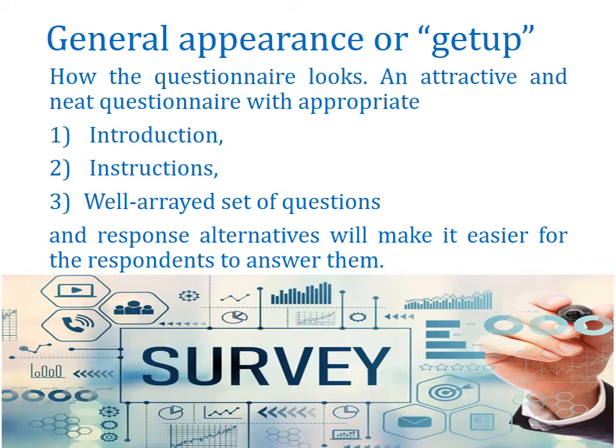But the general appearance and getup have some important points which a researcher should keep in mind during the development of the questionnaire. For example, introductions and instructions should also be given in the questionnaire. A well arranged set of questions, given in sequence, along with response alternatives, will make it easier for the respondent to answer them. A good general appearance also helps the respondent to respond and to understand the questionnaire easily.